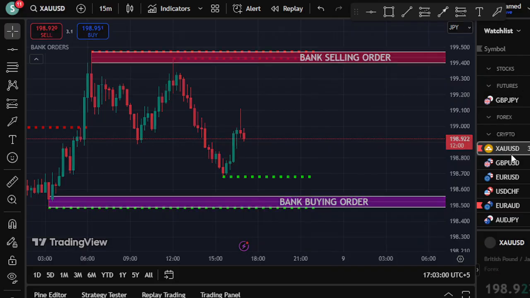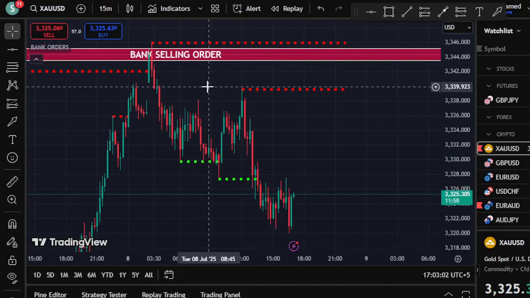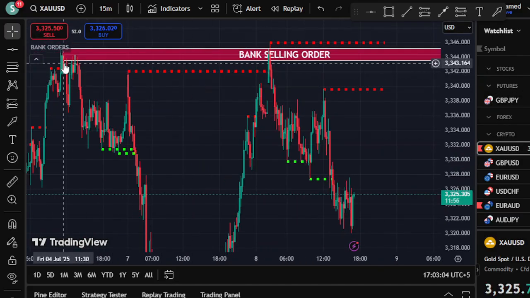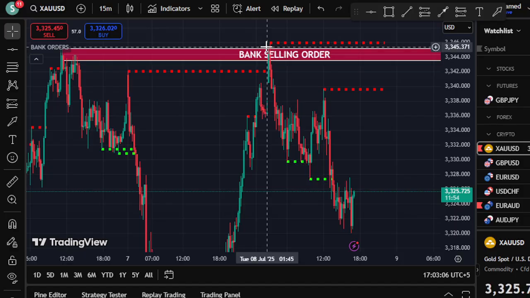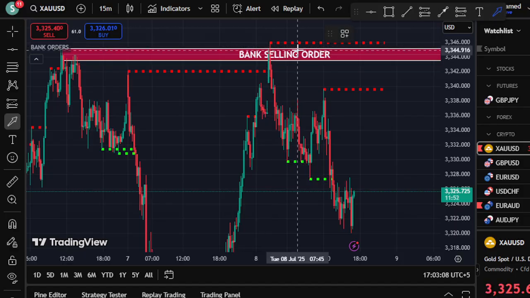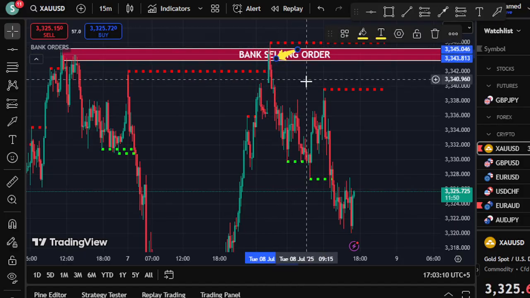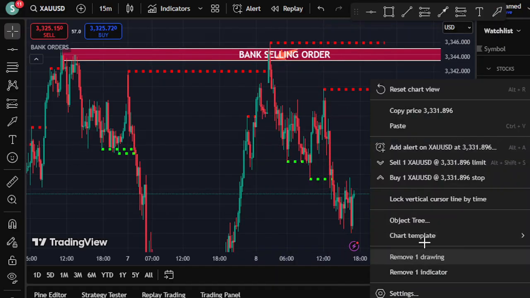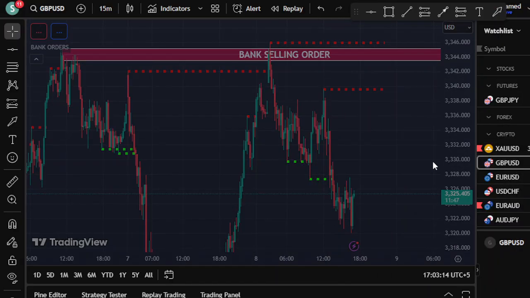Now let me show you with examples. Okay, so almost you can say this was the first retest. Now you can see the second retest. When the gold came to make a retest on the bank selling one, you can see the price is way down. Now I can show you more examples.